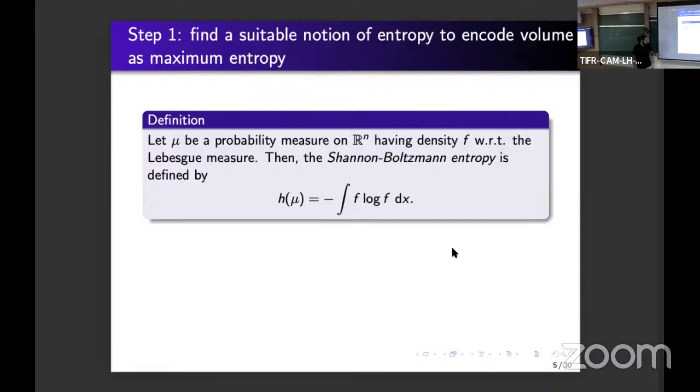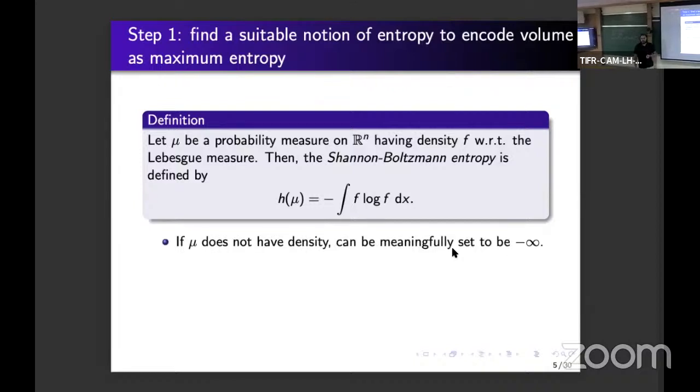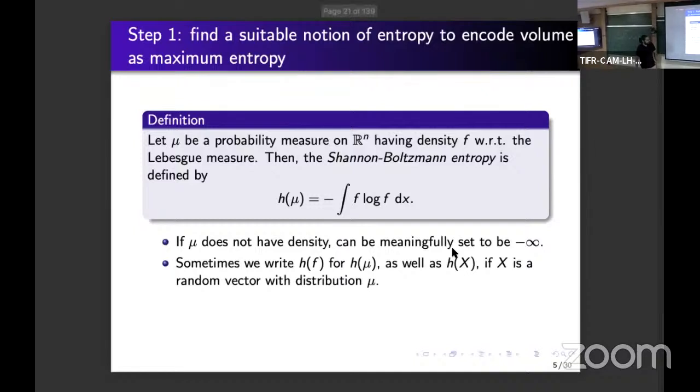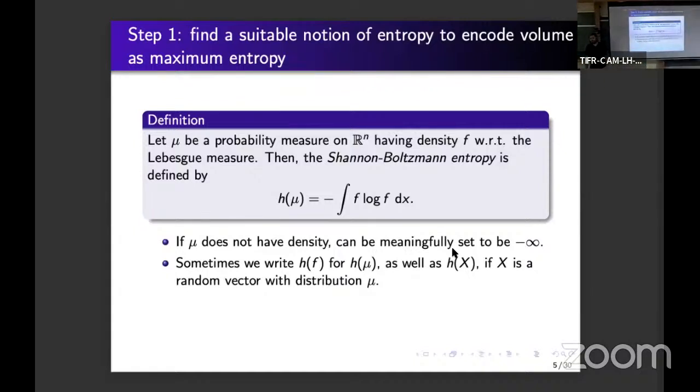So this is entropy. And now if mu does not have density, you can set it to be minus infinity. And later we'll see why this definition kind of makes sense. And please feel free to ask me questions at any point. And sometimes I'll write h of f, even though here I have written h of mu. Sometimes I'll write h of X if X is a random vector which has the distribution mu and so on.